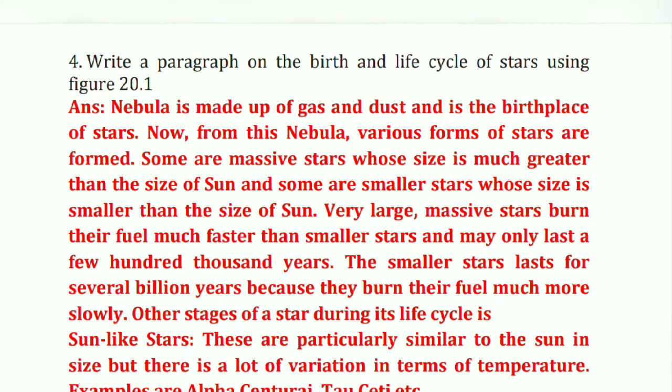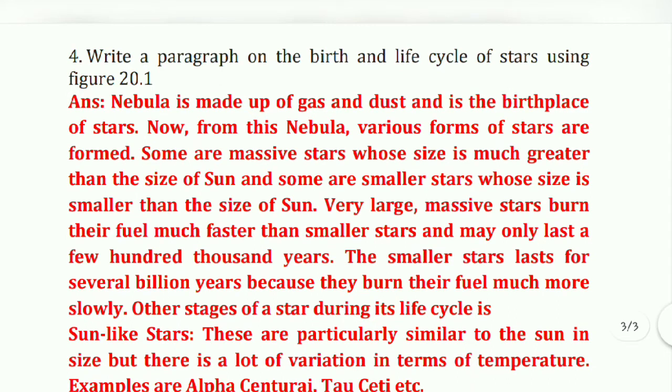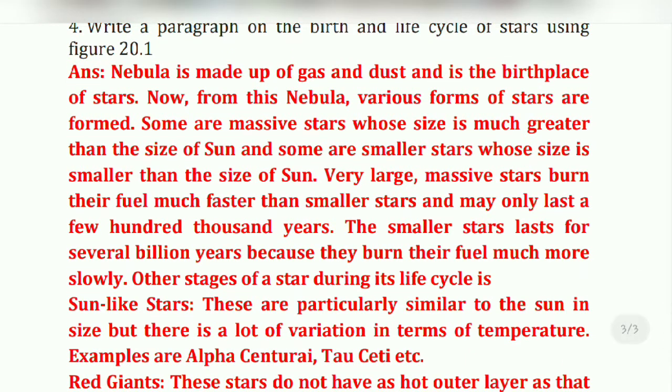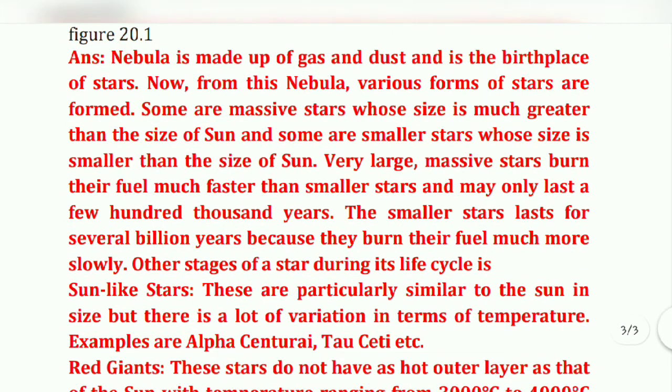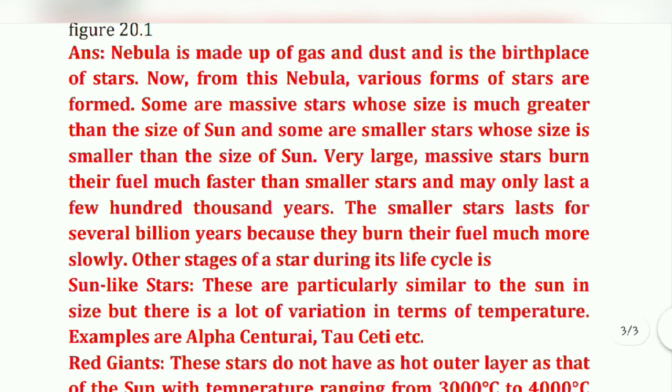Okay. Then next question. Write a paragraph on the birth and life cycle of stars using figure 20.1. Okay. So you have to see the figure 20.1 in your chapter, and then you have to write a paragraph on birth and life cycle of stars. So answer is nebula is made up of gas and dust and is the birthplace of stars. Now from this nebula, various forms of stars are formed. Some are massive stars whose size is much greater than the size of sun, and some are smaller stars whose size is smaller than the size of sun.